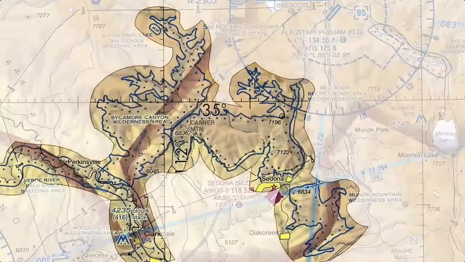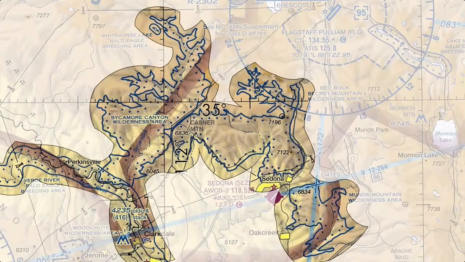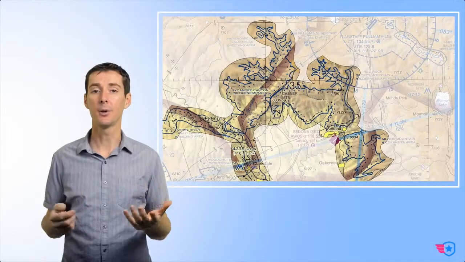This is an example right here around Sedona. We have the Sycamore Canyon Wilderness area, which is pretty extensive. You will see it with that solid blue line and a little dot on the inside. The inside is where the area is located. Just don't fly in there. It's really that simple. You can fly everywhere else around it.